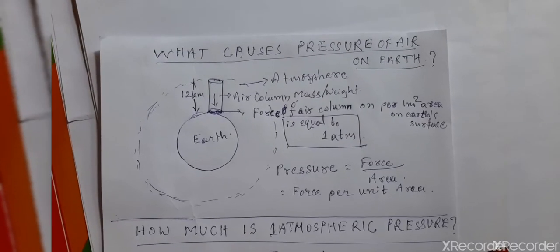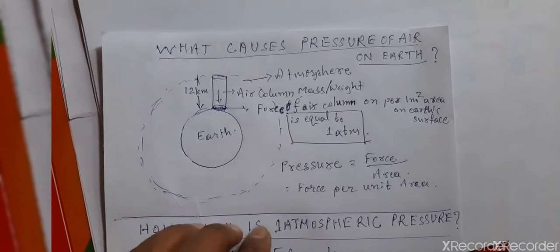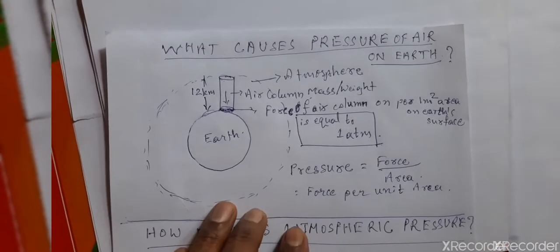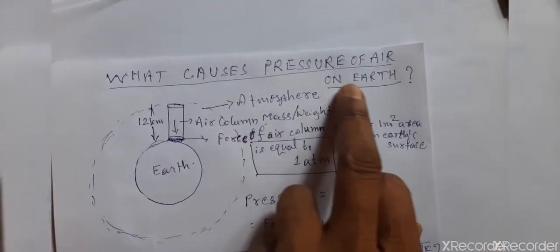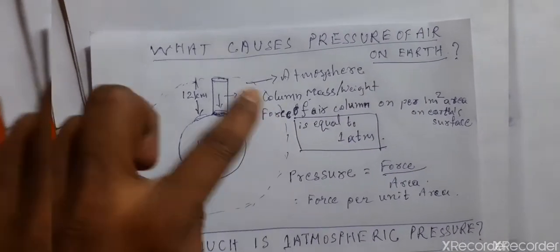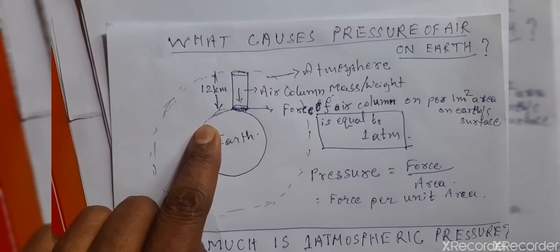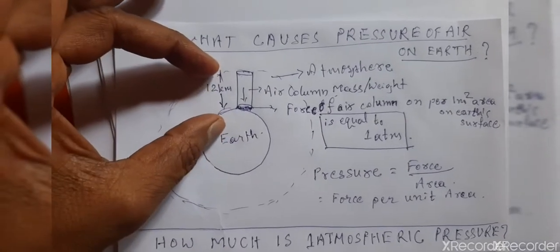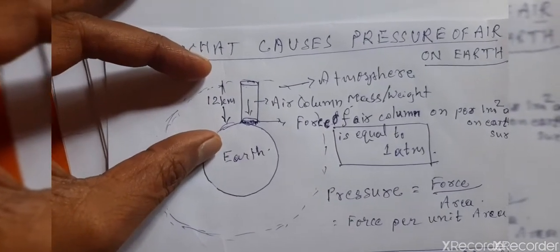Dear students, we are discussing the low pressure and low temperature chapter. What causes the pressure of air on earth? Consider the earth and atmosphere on the surface of the earth. The height of the atmosphere is about 12 kilometers.